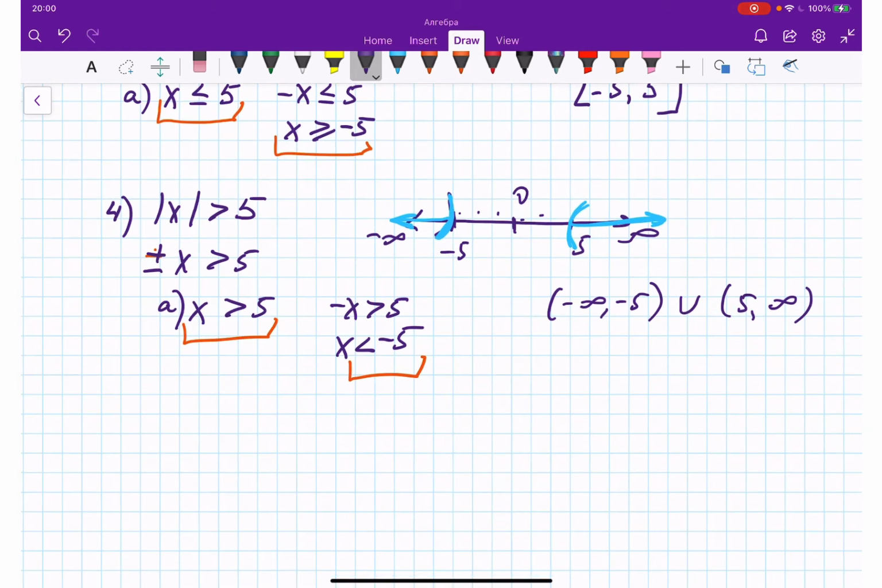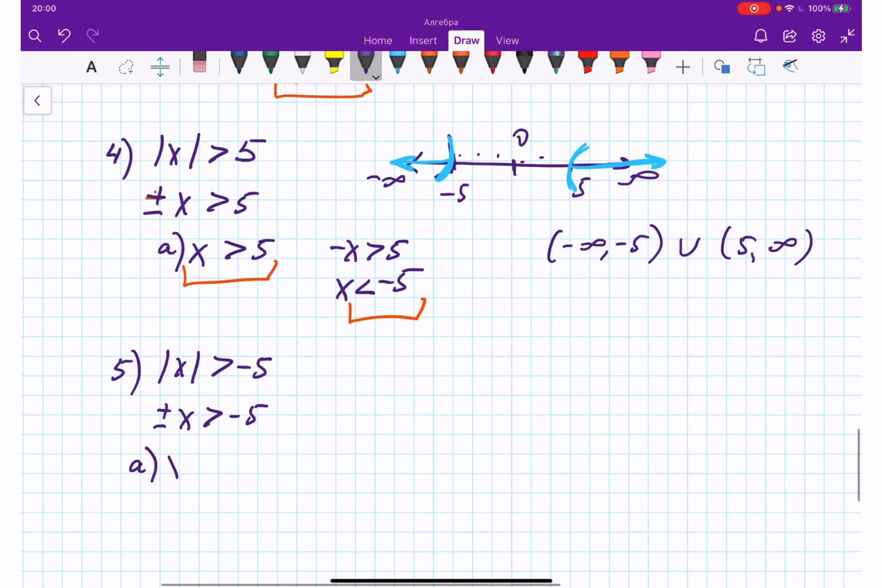Next one, absolute value of x is greater than negative 5. Let's see what we have here. Okay. Pay attention. It's not equal, it's greater than negative 5. So we are going to get plus minus x greater than negative 5 from here. A, x greater than negative 5. B, negative x greater than negative 5, which means x is less than positive 5, right?